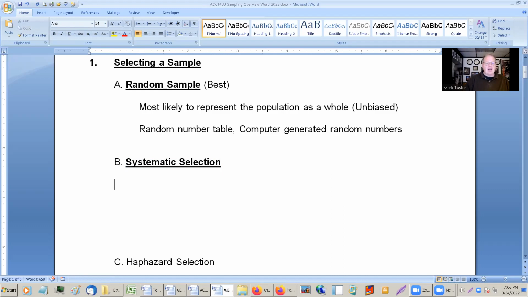First started. Okay. Systematic selection. Example, pick every 10th item. You may have a random start to it, random start being 1 through 9. And then pick every 10th item. That's systematic. It's not as good as the random one because it's possible there's a bias built in. For instance, if something happened every 3rd item, you may not pick it up. But I would say this would be the second best. This is the runner-up to the random sample.